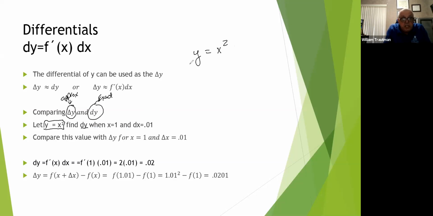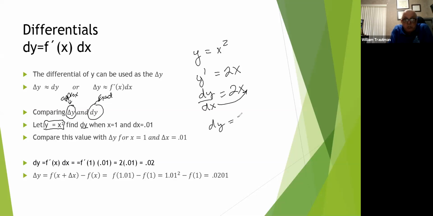Well, we can change to find dy. Dy is y prime. Another way of writing y prime is dy over dx, where we're taking it with respect to x. The derivative of this function is 2x. Then I bring the change of x, the dx, over: dy equals 2x dx. And that's what we have here.